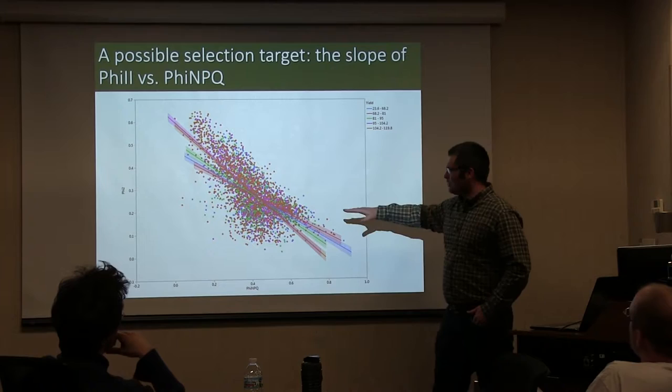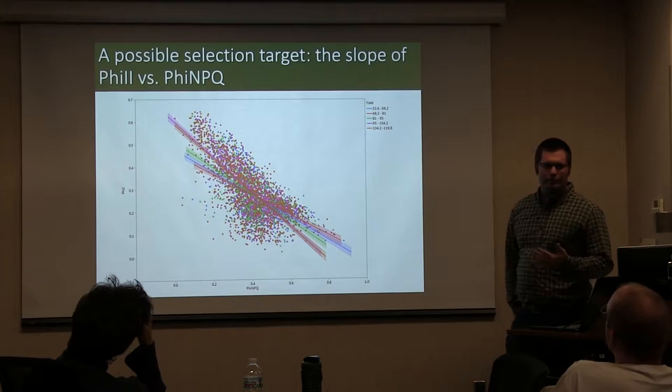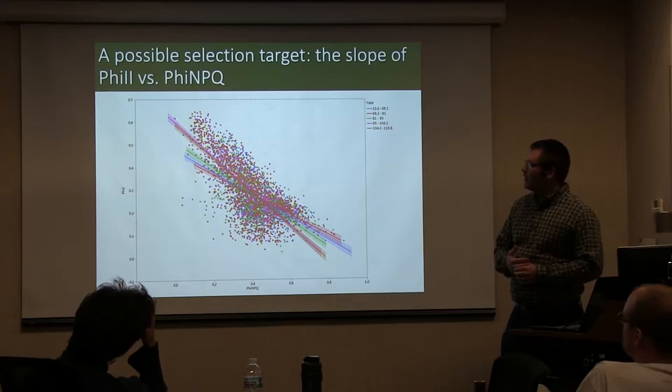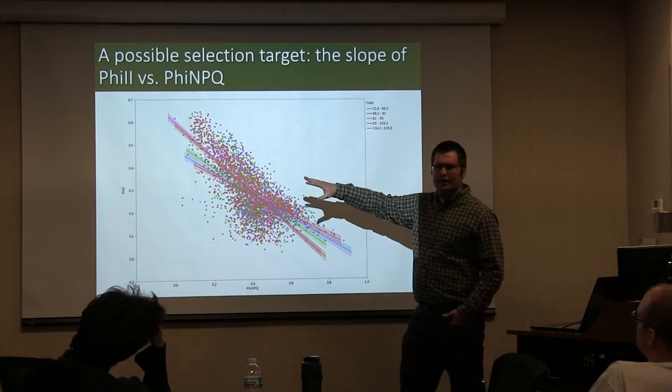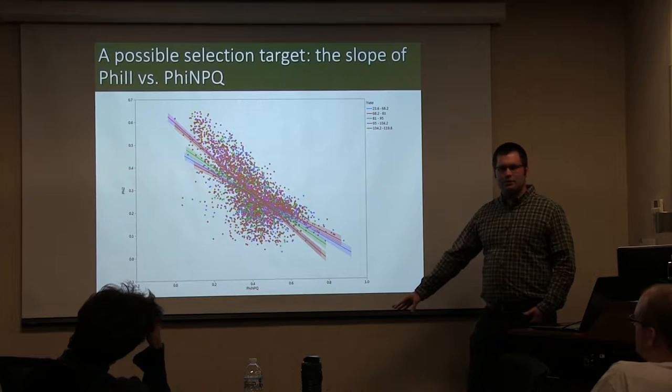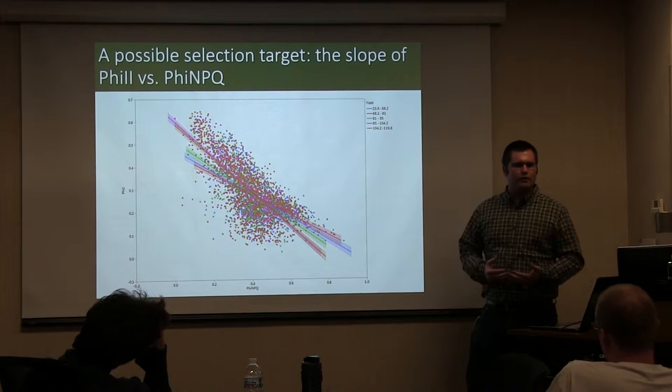So just to orient you, the purple and the yellow lines represent plots that yielded between 95 and 120 bushels per acre. And the slope is steeper, meaning that those plants, generally speaking, have a higher ratio of Phi2 compared to Phi NPQ. So less energy is being dissipated by non-photochemical quenching, and more energy is being absorbed and used for photosynthesis, carbon assimilation, and theoretically yield.